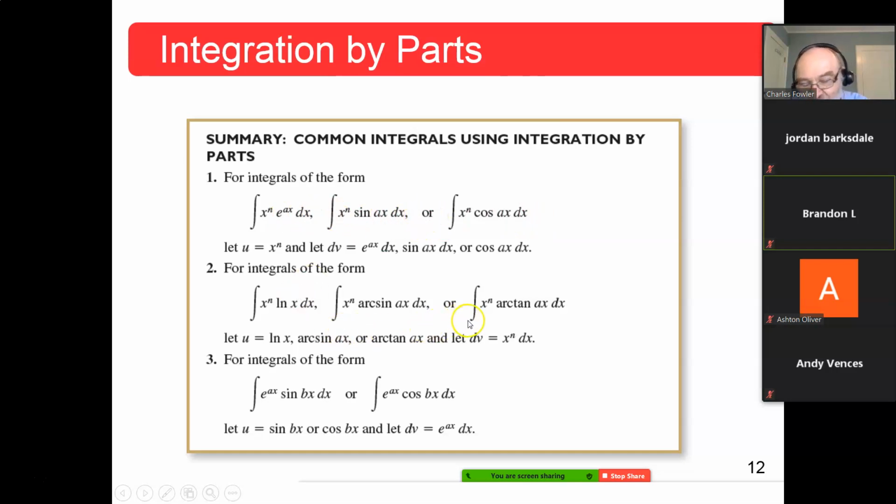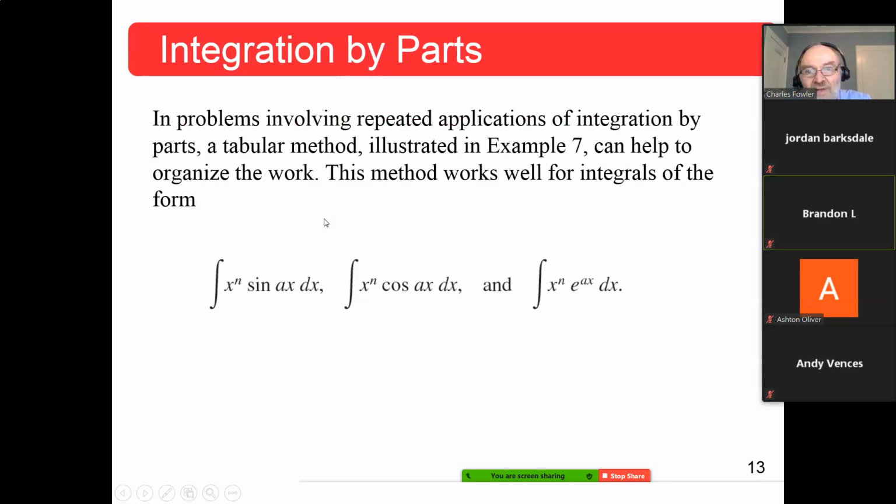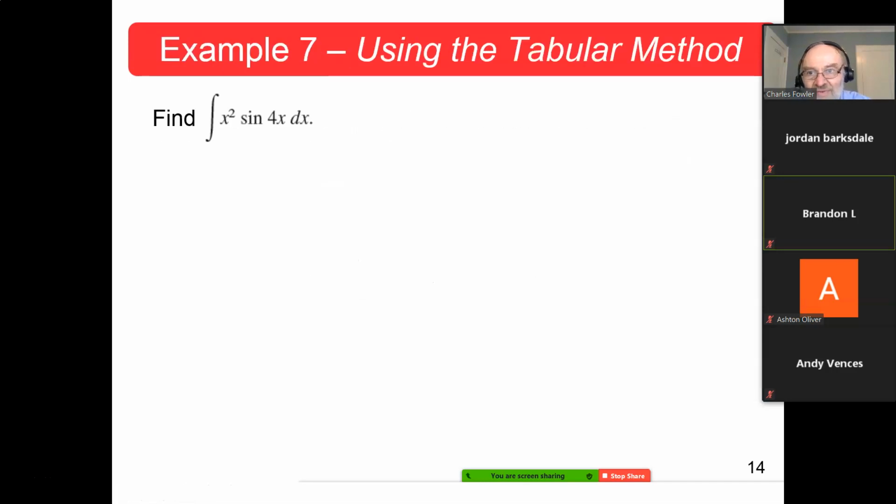Not so well on these, though it will work. You just have to be careful with it. And not so well, well, it works okay on these too, but it works really, really well on this first one here. So let's do example 7.